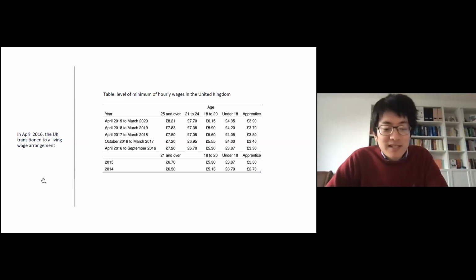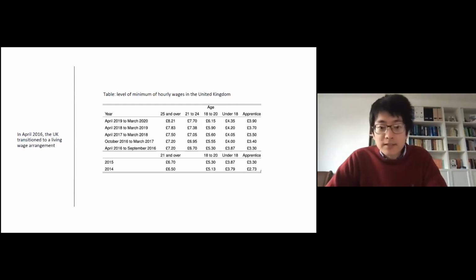On this slide, you can see in the first column the minimum wage for those 25 and older. You can see in the last row that it starts at 6.50, then went up to 6.70, and most recently it's at 8.21 pounds per hour. So there's a strong increase in the minimum wage since the legislation passed.